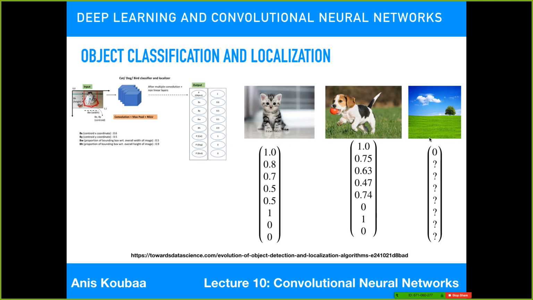So for the classifier, there is no object. In this case, it's going to output 0 here, and all these other values will be ignored because there is no object. Okay, so this is actually the way we perform classification and localization.